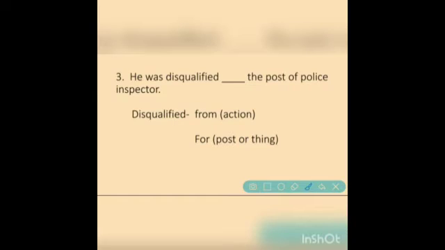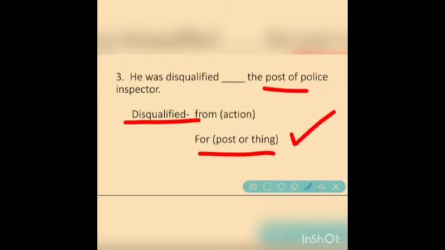He was disqualified dash the post of police inspector. The word disqualified is used here. That means he has not qualified for something. So here post is mentioned, and whenever you are disqualified for a post, that means for would be the answer here.